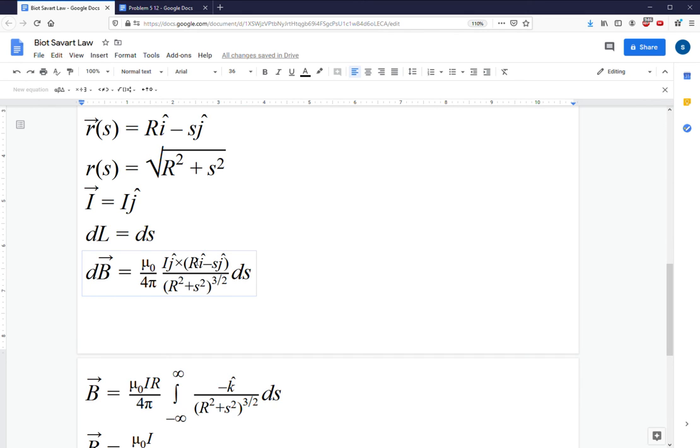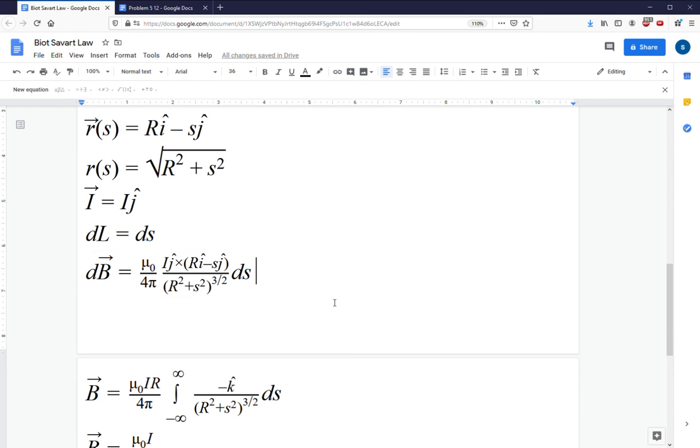Now I and big R are constants, so I can pull them out. And j cross i is negative k. So pull out the constant mu naught over 4 pi, pull out this constant I and R, and we're left with just the negative k I had up here. Now, unfortunately, because R squared is added to s squared and then raised to some power, we can't pull this R out. So we're left with R squared plus s squared at the bottom.